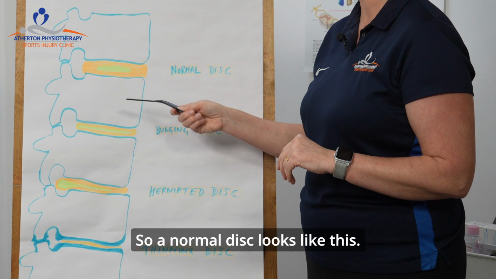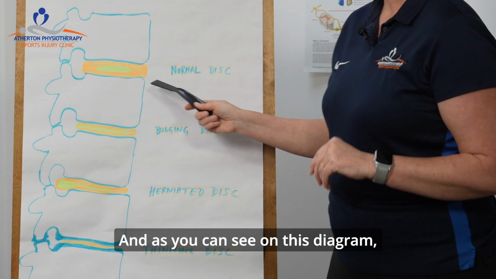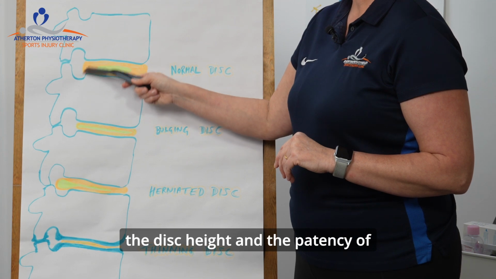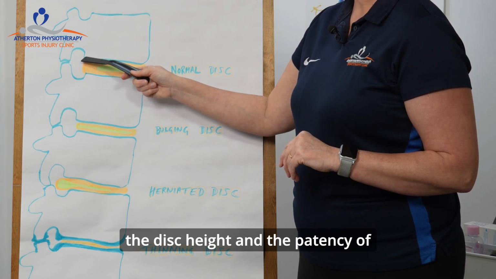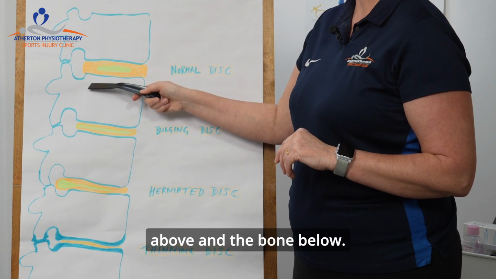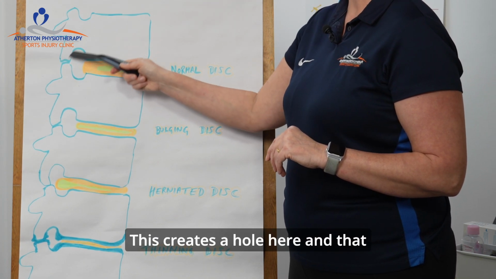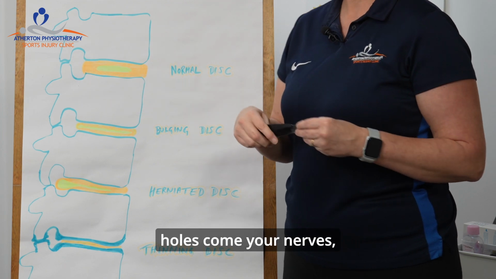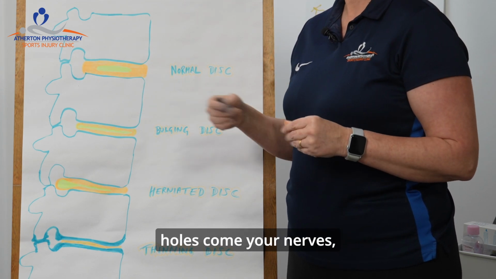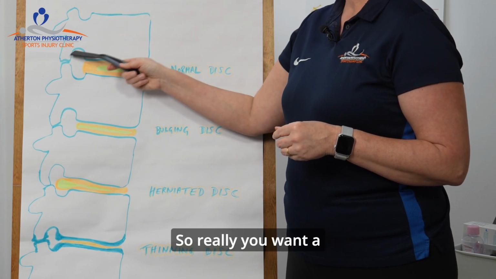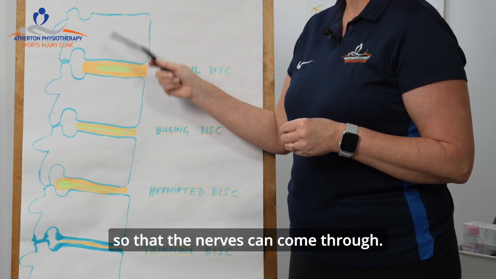So a normal disc looks like this. And as you can see on this diagram, the disc height and the patency of this nice curve here and this one here from the bone above and the bone below, this creates a hole here, and that is called a foramen. And through those holes come your nerves, your peripheral nerves from the centre of your spine. So really you want a nice big gap there so that the nerves can come through.